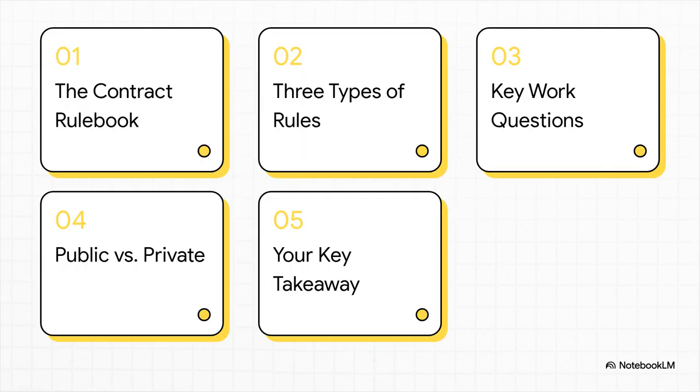So here's our game plan. First, we'll get to know the rulebook itself. Then, we're going to unpack the 3 different types of rules it contains. This part is super important. After that, we'll see how it answers all your big job questions, figure out who it actually applies to, and wrap up with the single most important takeaway.